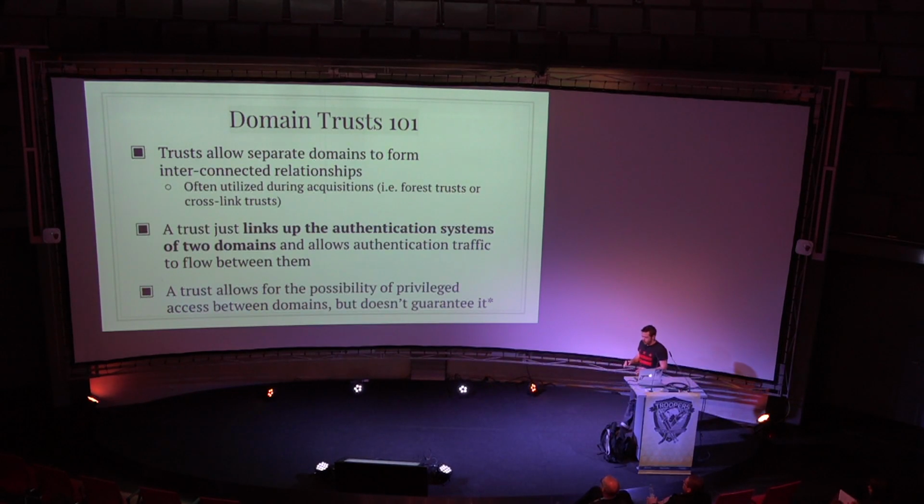But all trusts do is they link up the authentication systems of two domains, and they let these domains exchange authentication traffic. So it essentially lets you take users in domain A and grant them rights to resources in domain B and vice versa. These trusts form interconnected relationships. A lot of times it happens during acquisitions or subsidiaries or things like that. But all a trust does is it allows for the possibility of privileged access between domains, but it doesn't guarantee it, except for one caveat, which I'll go over in a few slides.